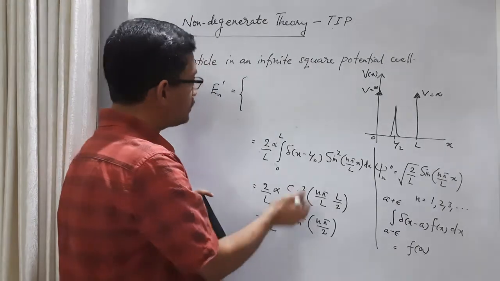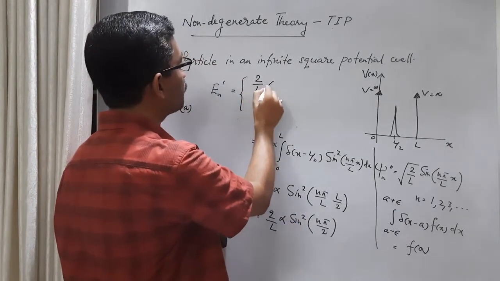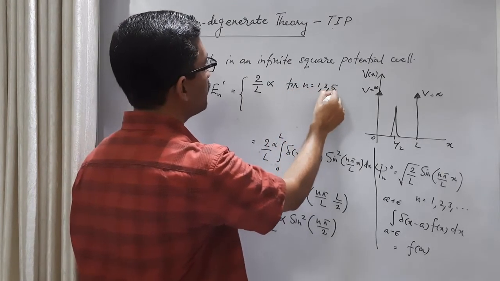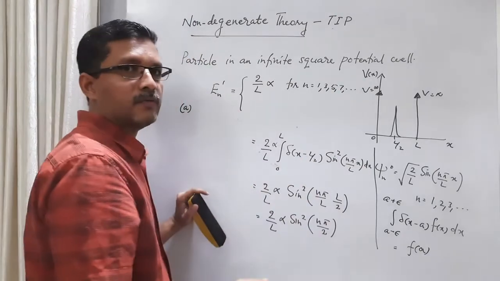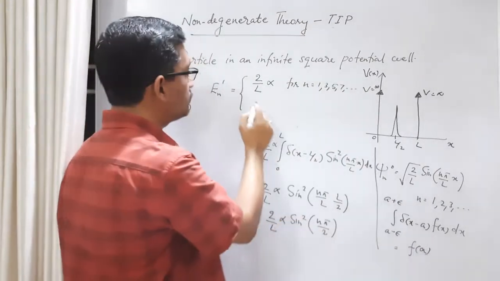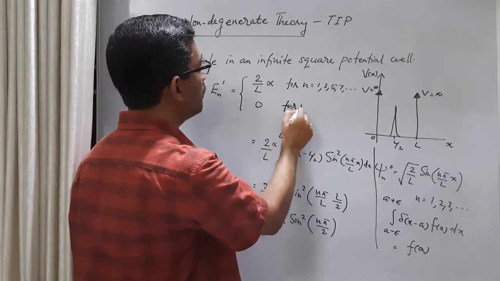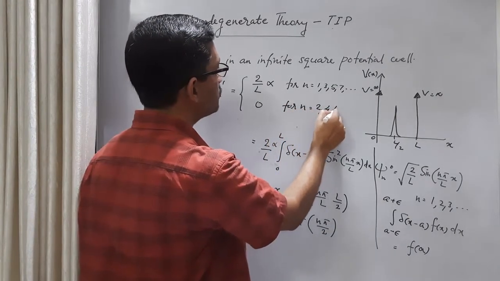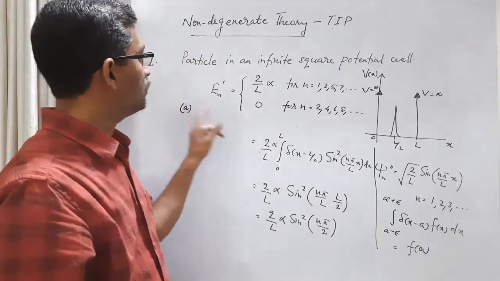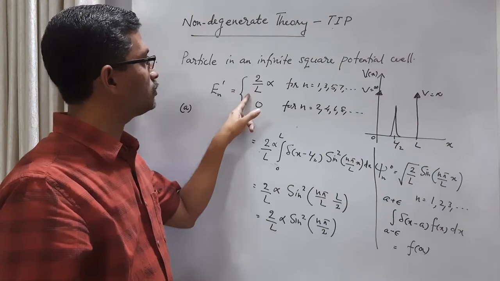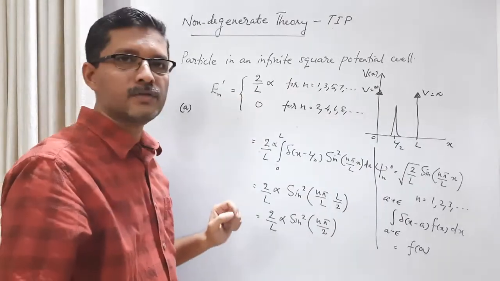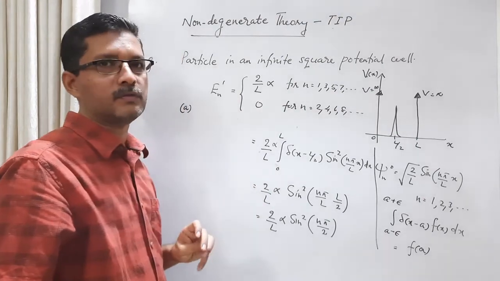So the result is 2 by L into alpha for n equal to 1, 3, 5, 7, etc., odd values of n. And for even values of n, this term will be 0, so 0 for n equal to 2, 4, 6, 8, etc. This is the result. The first order correction energy is some constant, 2 by L into alpha, for odd values of n, 0 for even values of n.